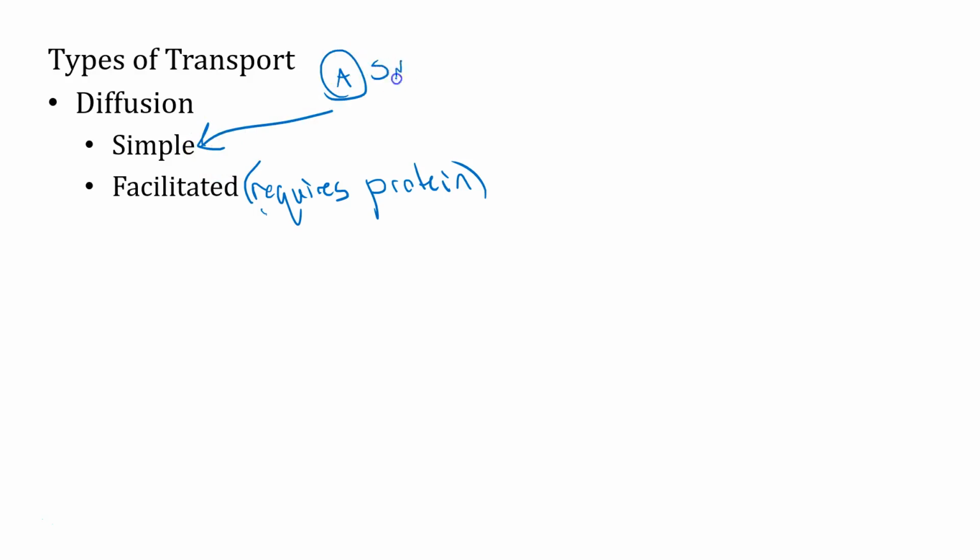Now you can break diffusion into two different types of diffusion. They're both diffusion, it's just one happens unaided and one happens aided. So the facilitated is the one that requires protein to happen. Whereas simple diffusion just happens, nothing is required. And so simple diffusion only generally happens for two types of molecules. Any molecule that's super, super small, or any molecule that is hydrophobic.